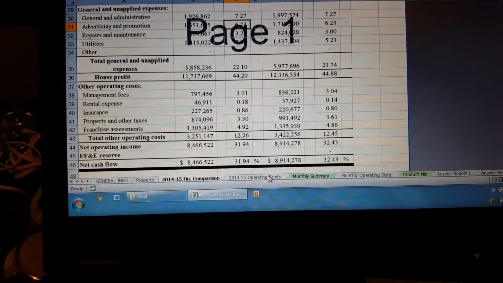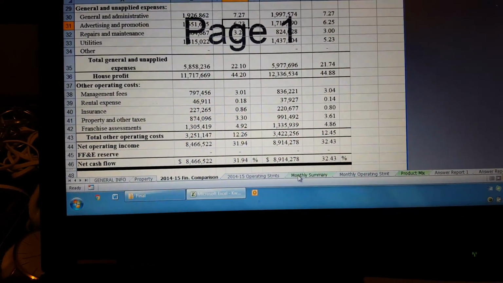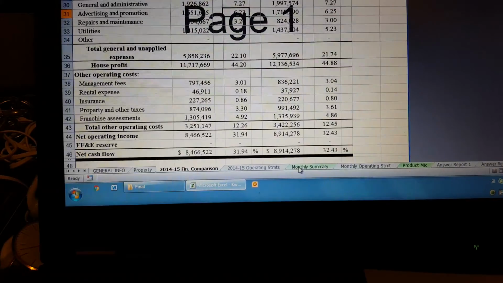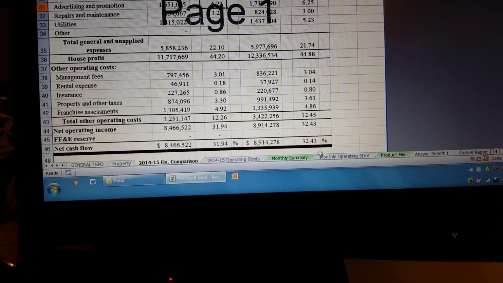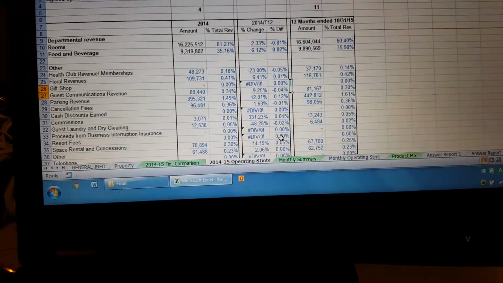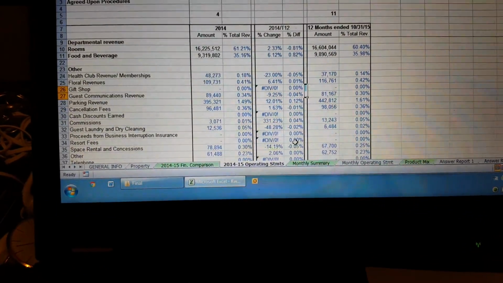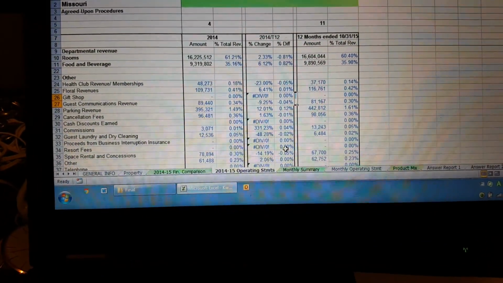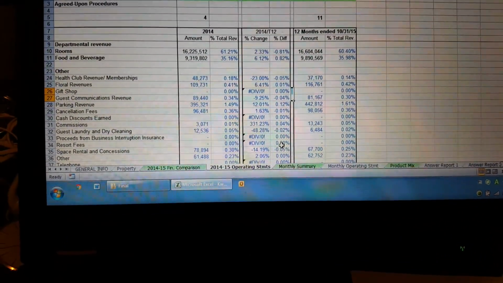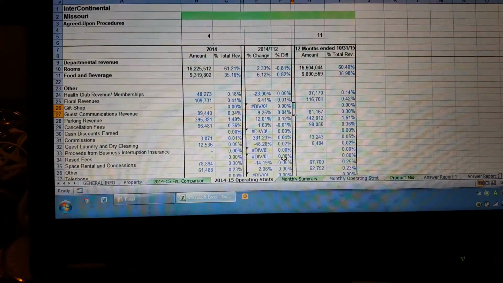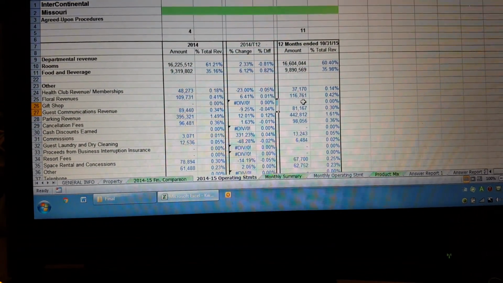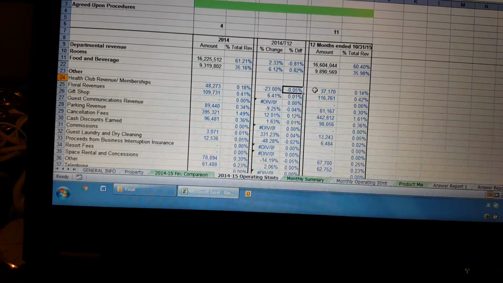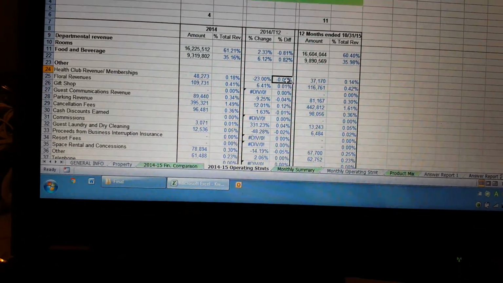And if you go to the 2014-2015 operating statements tab, right next to it, this is more of a comparison by general ledger detail. So each individual account is compared to find all the percentage change, the percentage of difference, whether it increased or decreased by the signs.